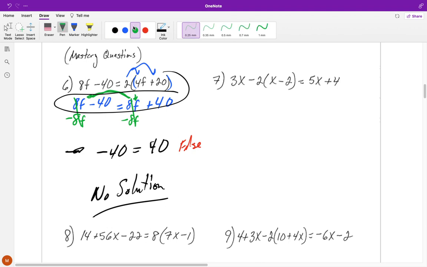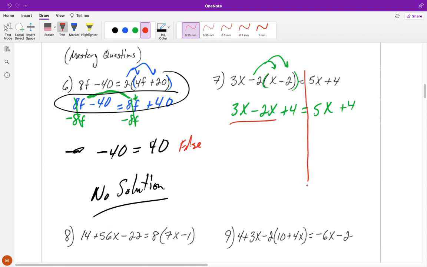All right, so this problem here, I see that we have parentheses, so I'm going to distribute. So it's negative 2, so I'm going to be multiplying a negative 2 in there. So it's 3x minus 2x plus 4, because a negative times a negative is positive. After we distribute, we are now going to look, can I combine any like terms? Yes. I have 3x minus 2x on the same side of the equation.